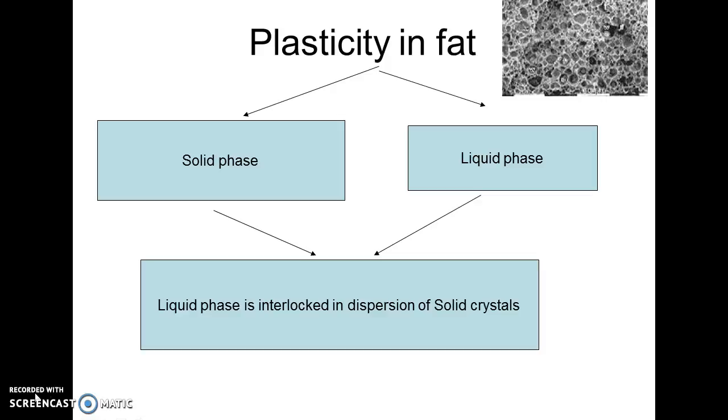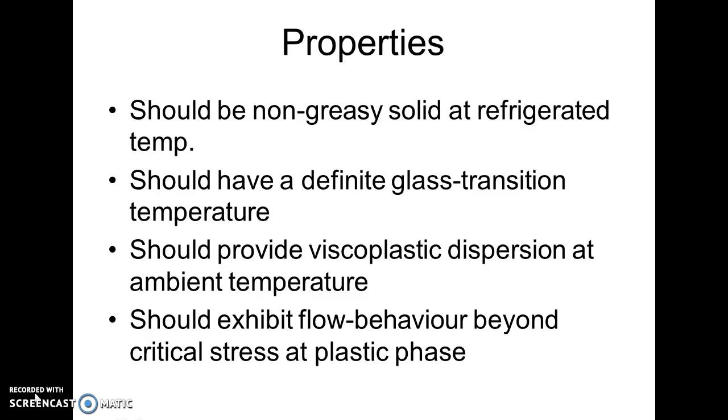Here we have shown a microstructure of this plastic fat. Main property of plastic fat is that it should be a non-greasy solid at refrigerated temperature. This should have a definite glass transition temperature beyond which it will become a viscoplastic dispersion. So that means when it comes into plastic phase, it will have crossed its glass transition temperature. And in the plastic phase, it should exhibit flow behavior beyond the critical stress.